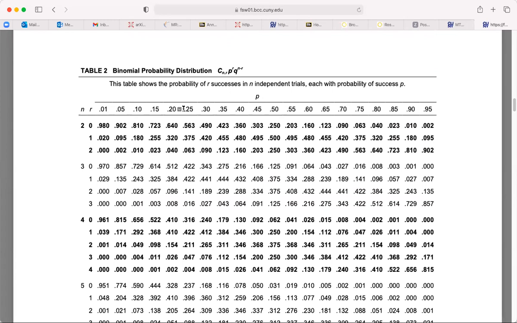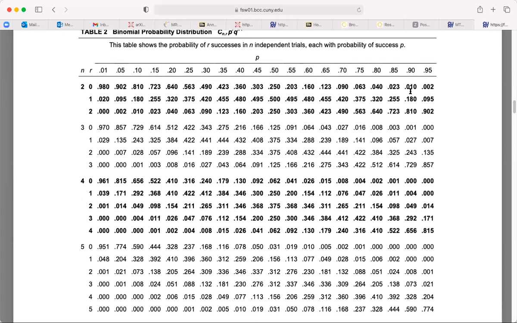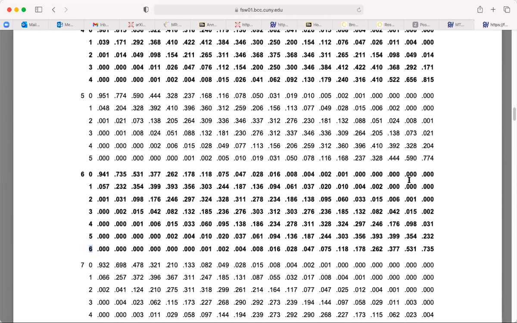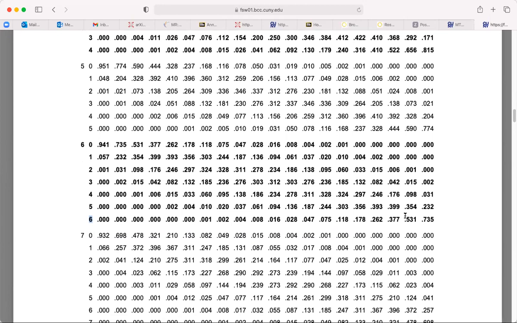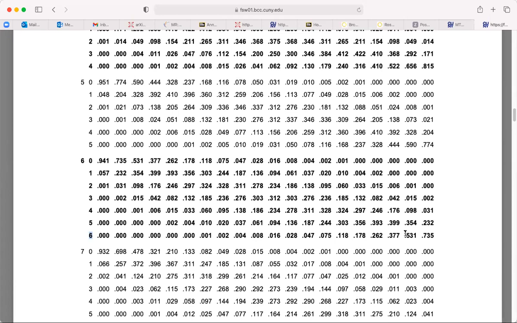So like in our problem, P is 0.90. The last column we have 0.95, right? And so before 0.95, we have 0.90. So if you go to n equal to 6 and r is equal to 6, and then in the column where P is 0.90, you can see the 0.531, right? I don't know if you see, so do you see the 0.531?